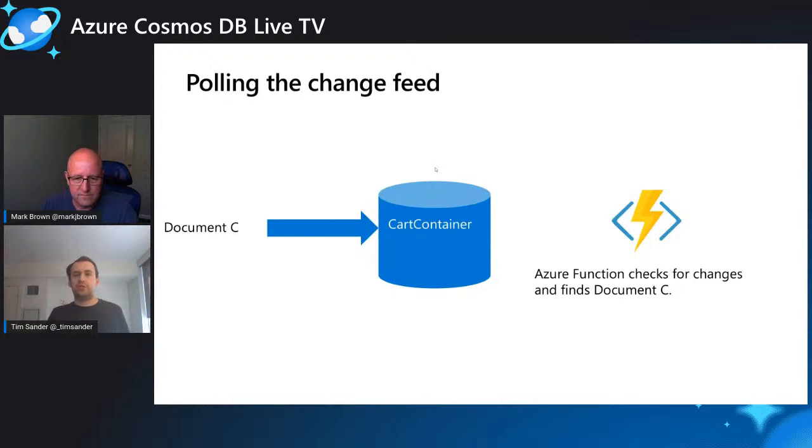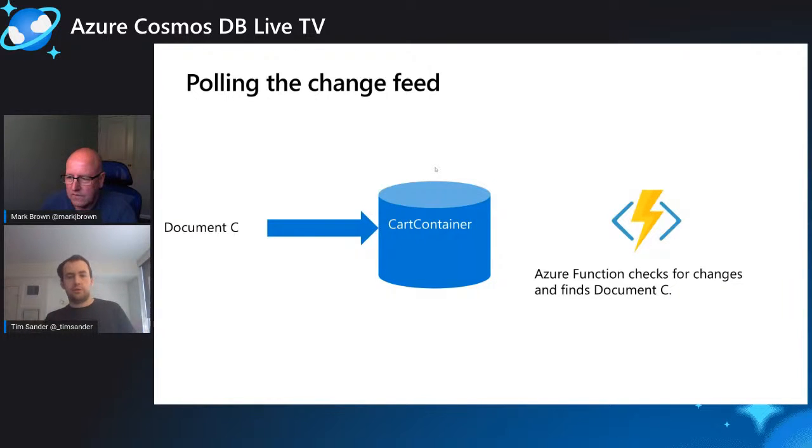Every time you check for changes and there's no changes there, there's a small RU charge for that. So it's not very much. It's like 2 RUs or something like that. But it's a charge per physical partition every time we poll for changes and there's no changes received.